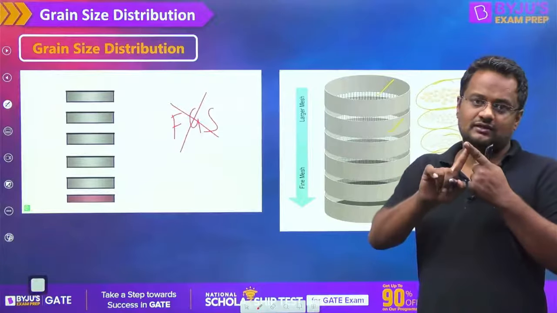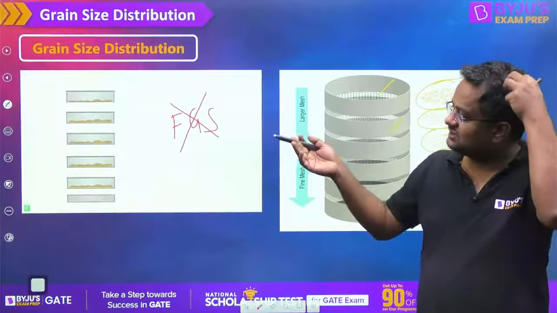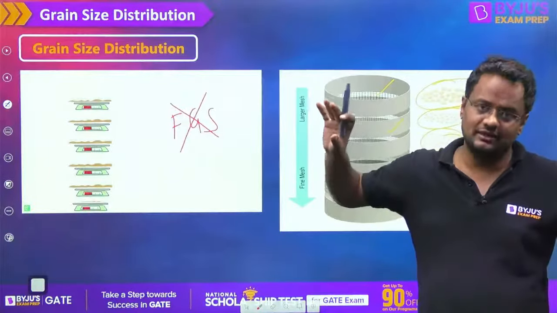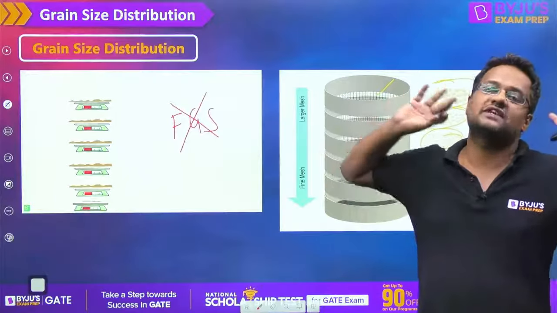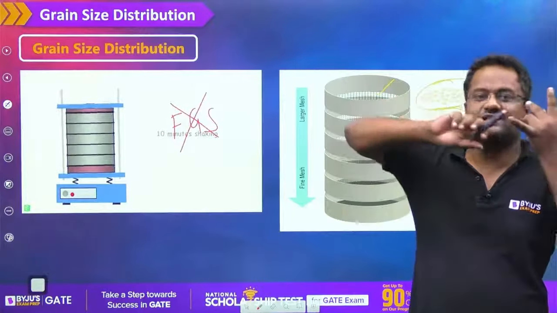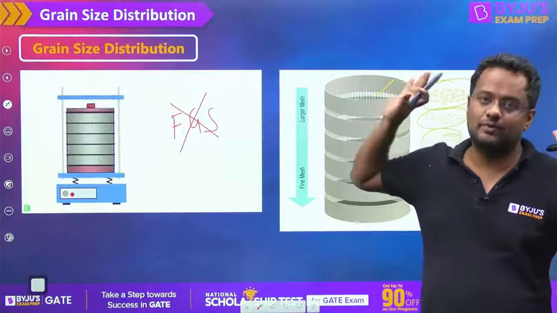First thing, for fine grain soil this grain size distribution is not a very important thing. If all particles are of the same size, we cannot say it is poor. So the first thing is that for fine grain soil, this is not very important.